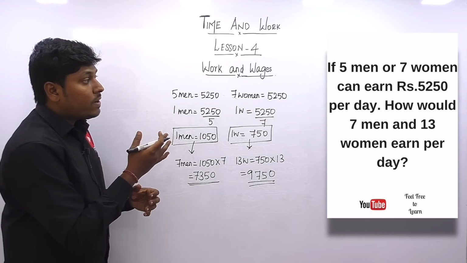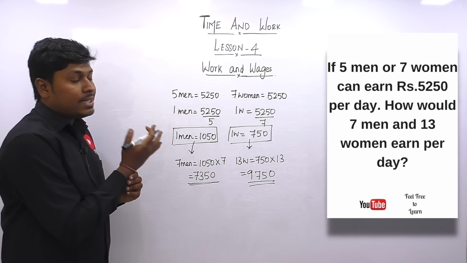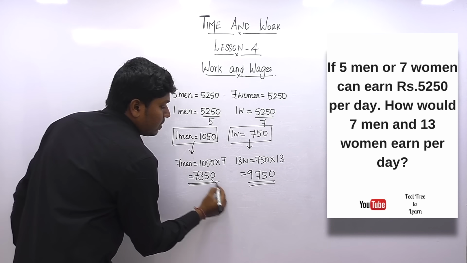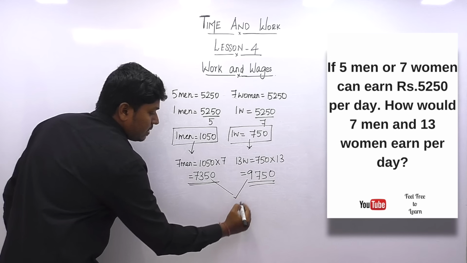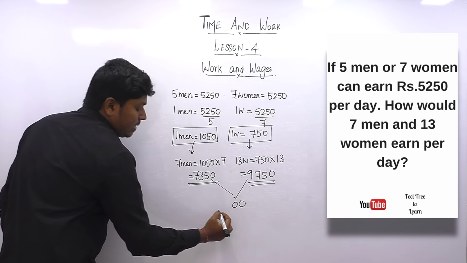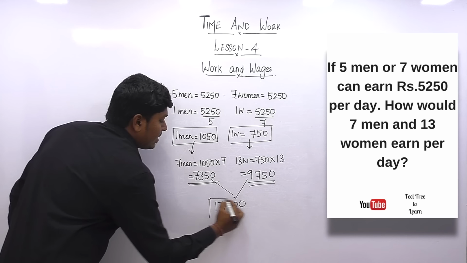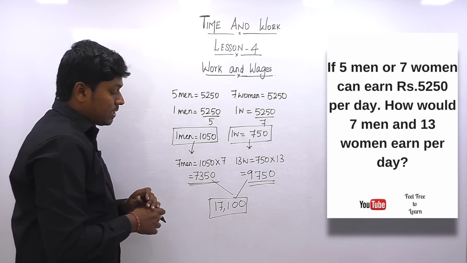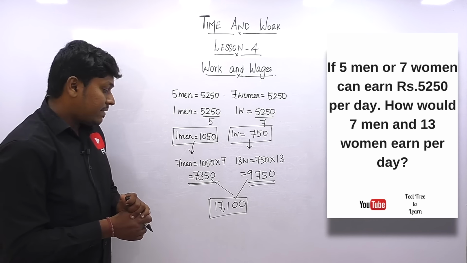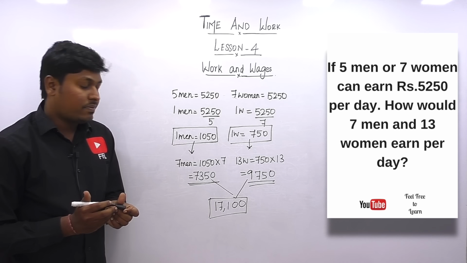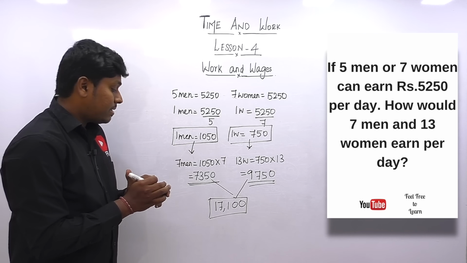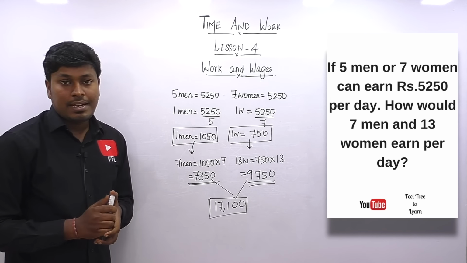But our target is to find the total amount for 7 men and 13 women. So when you add both the amounts, the result will be 17,100. So 17,100 will be the total earning per day if 7 men and 13 women worked. So finally we got the answer for question number 6, that is 17,100.